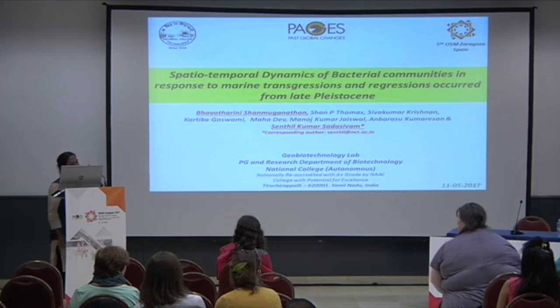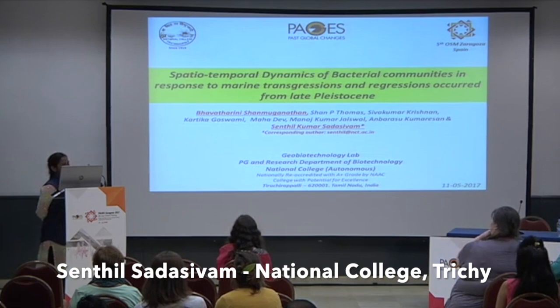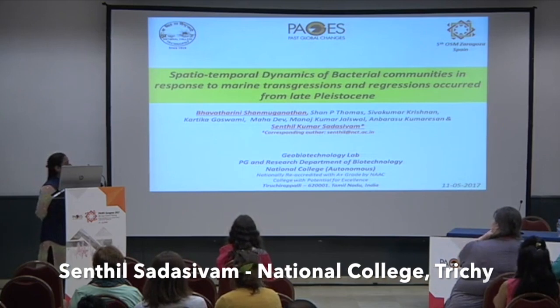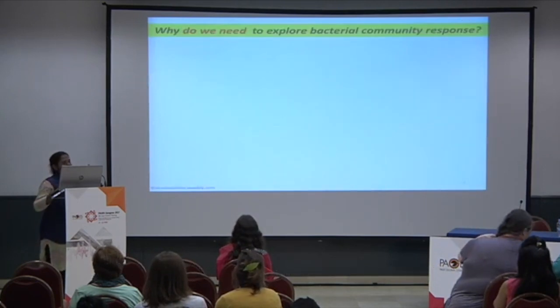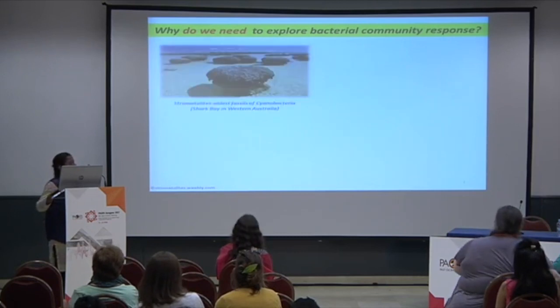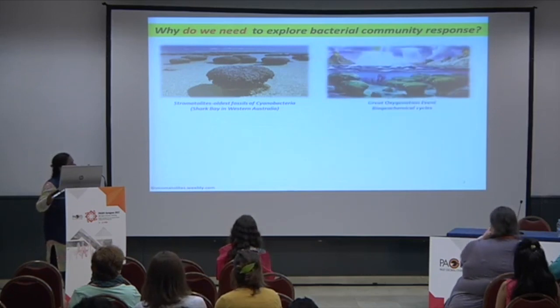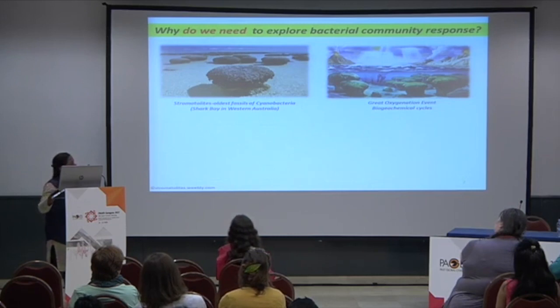The title of my presentation is Spatio-Temporal Dynamics of Bacterial Communities in Response to Marine Transgressions and Regressions Occurred Since Late Pleistocene. So why do we need to explore bacterial community response? Because bacteria first evolved on Earth. This picture shows stromatolites, the oldest fossils of cyanobacteria. These cyanobacteria transformed the cold, carbon dioxide-filled Earth into an atmosphere suitable for life, called the Great Oxygenation Event. Since then, they started controlling the biogeochemical cycles and thereby the climate.